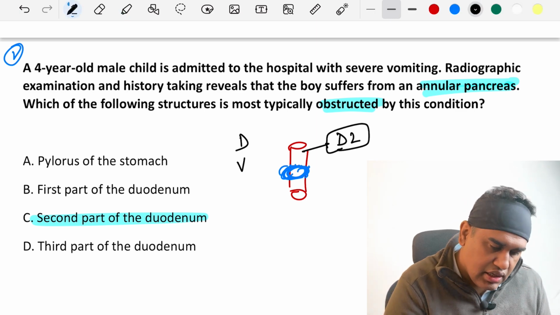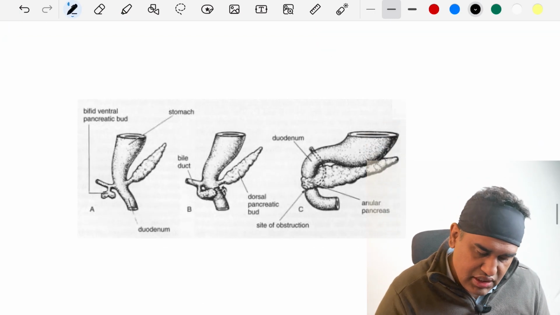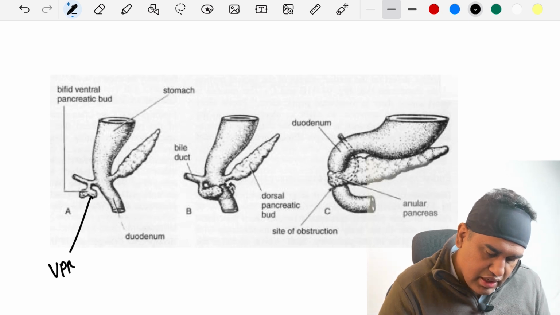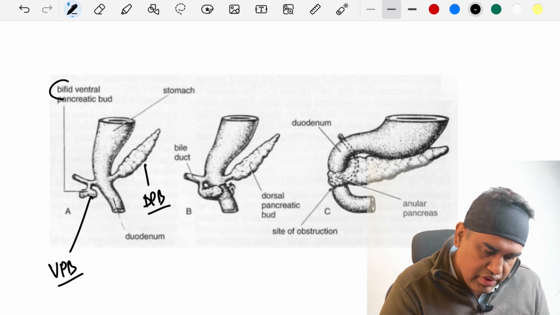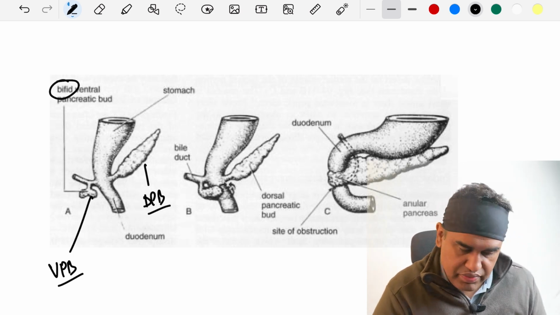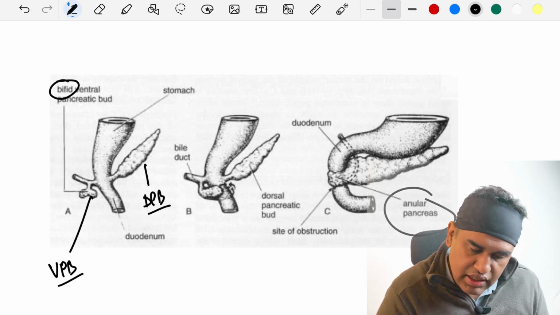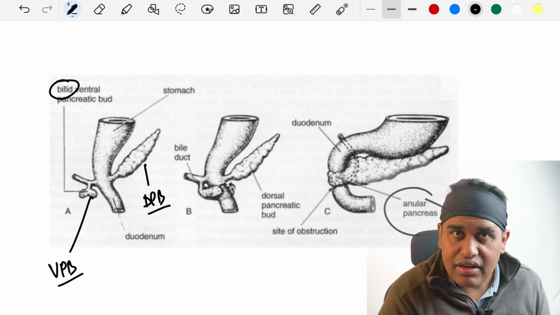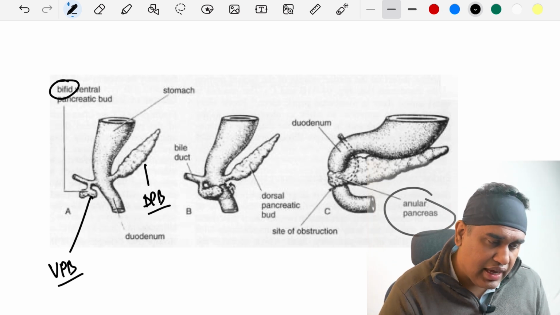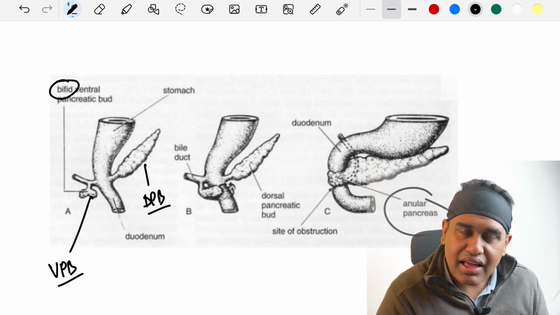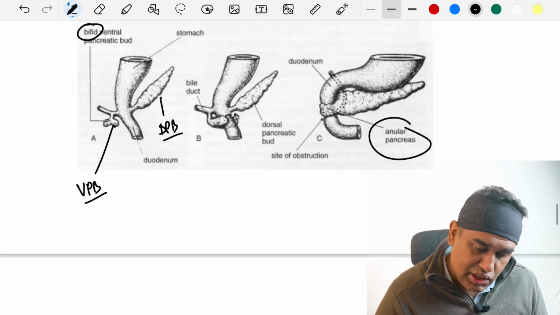Understand? Let's confirm this with the help of a few images. Here's an image showing the ventral pancreatic bud, and that is the dorsal pancreatic bud. Look over here, there's a bifid ventral bud. When this bifid ventral bud goes around the duodenum, you have this condition known as annular pancreas. Annular means ring. The pancreatic bud forms a ring around the second part of the duodenum. That is known as annular pancreas.